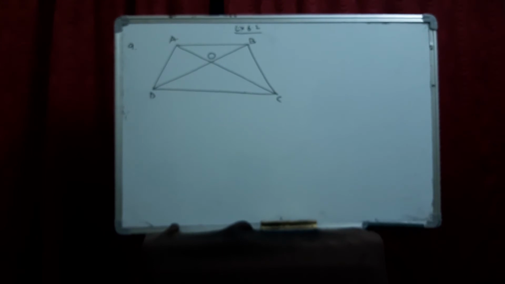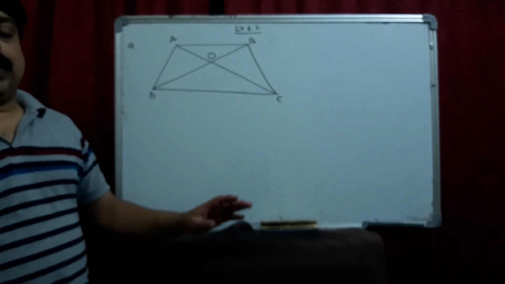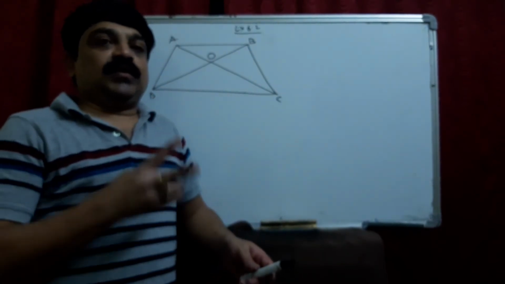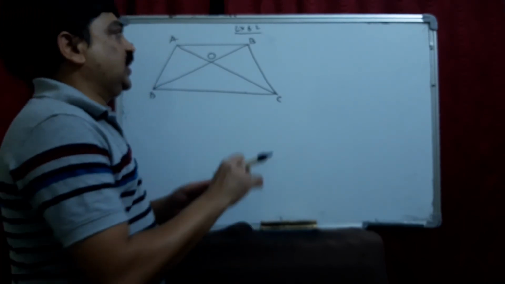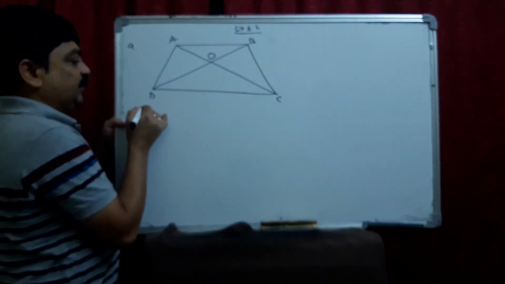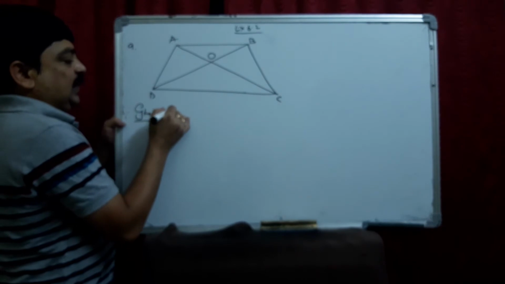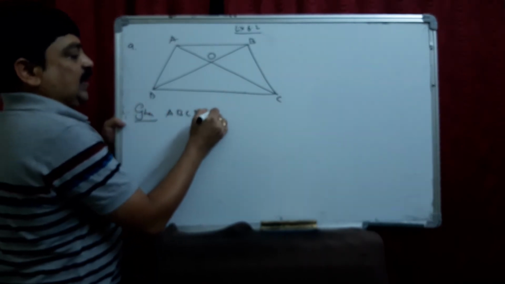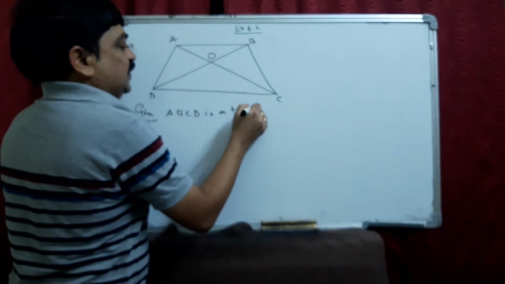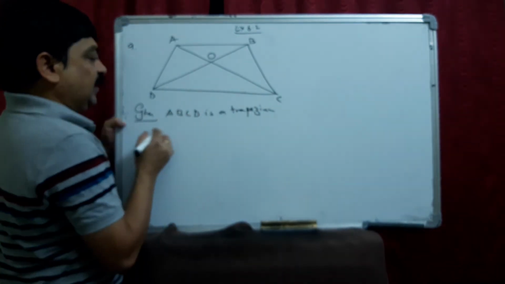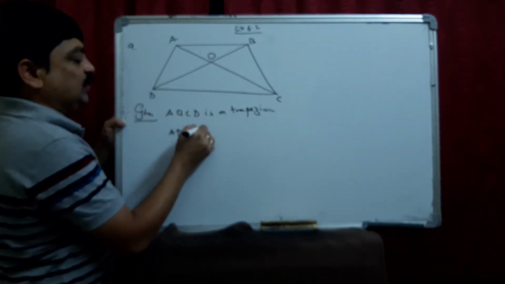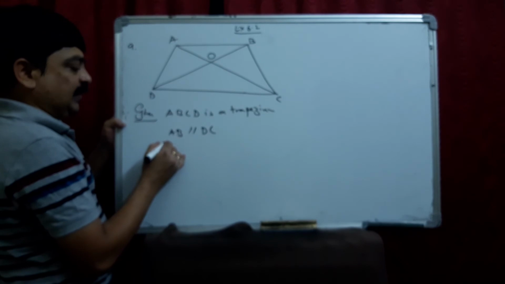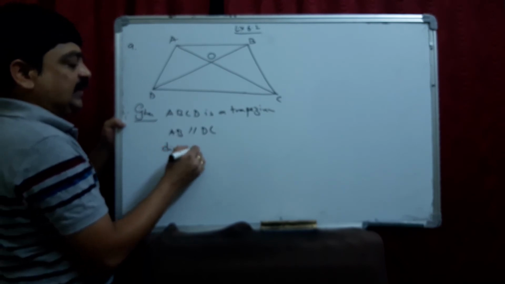Okay. In the ninth question, say ABCD is a trapezium. So, what is the basic condition of a trapezium? Here, what is given? I have taken ABCD. Given ABCD is a trapezium, and AB is parallel to DC and the diagonals intersect at O.